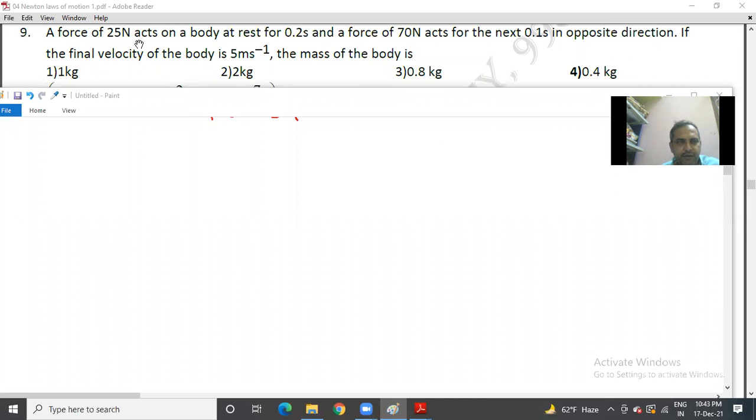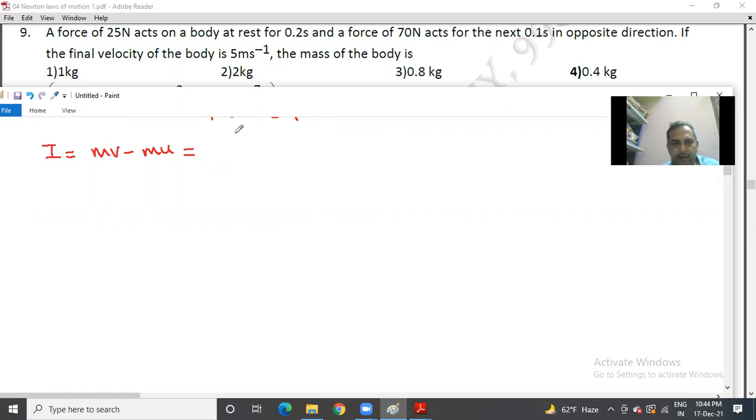A force of 25 newtons acts on a body at rest for 0.2 seconds, and a force of 70 newtons acts for the next 0.1 seconds in the opposite direction. If the final velocity of the body is 5 meters per second, we need to find out the mass of the body. So we said that impulse is numerically equal to the change in momentum.